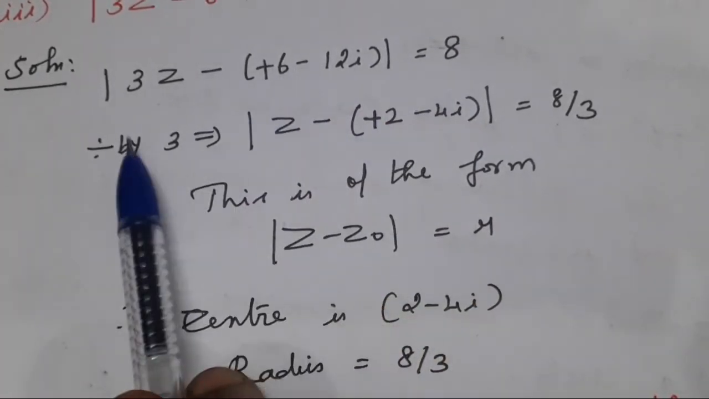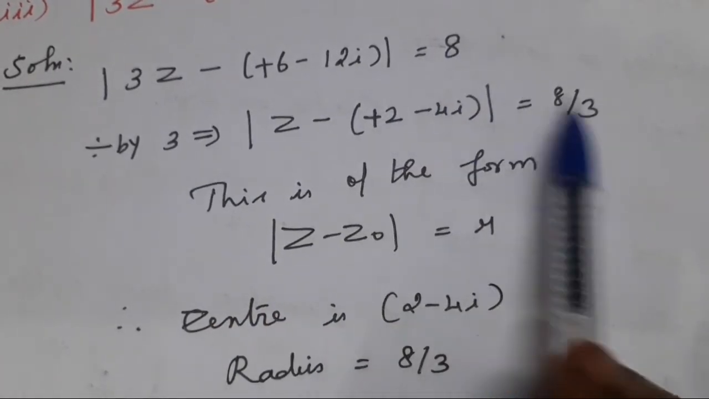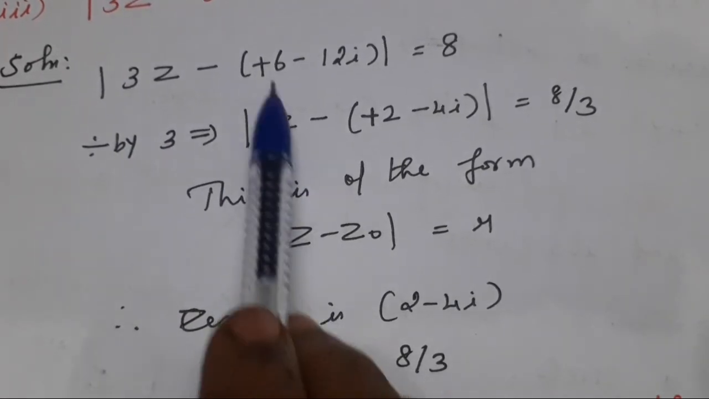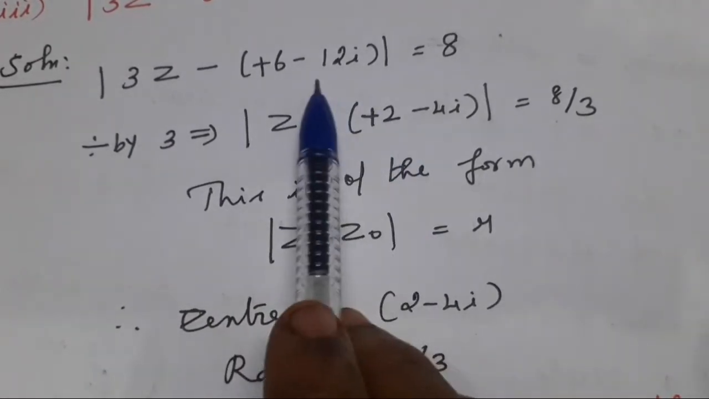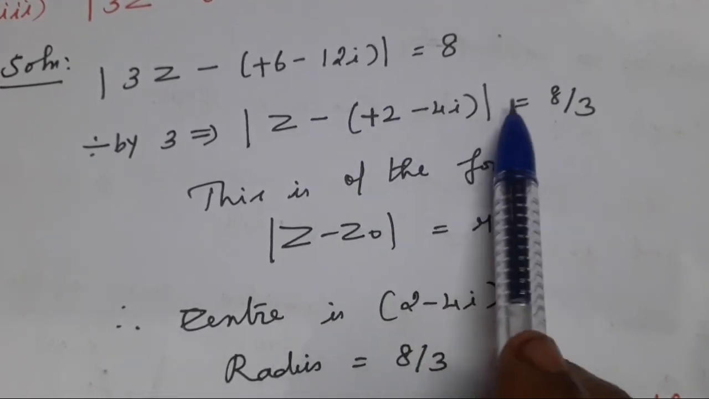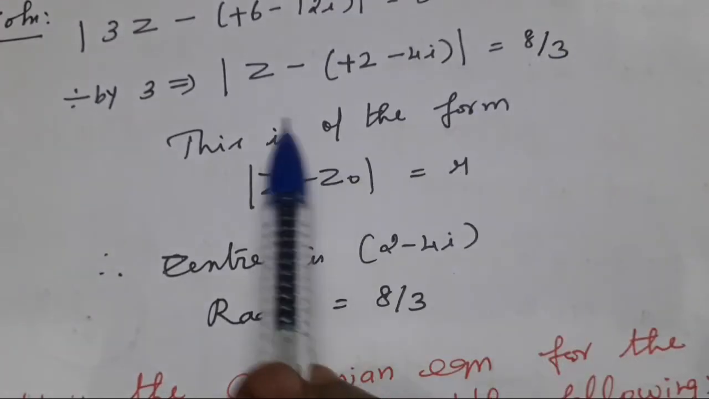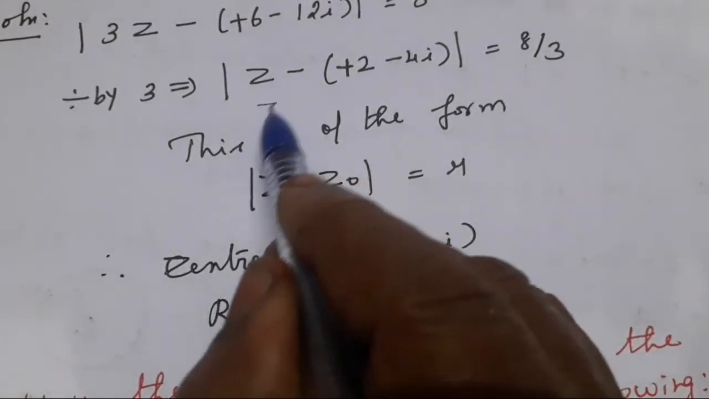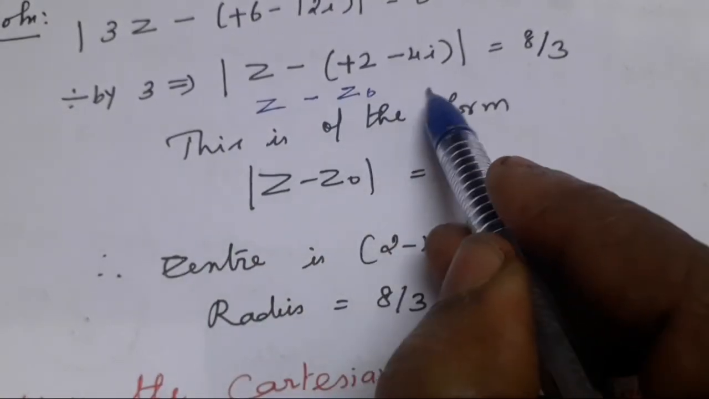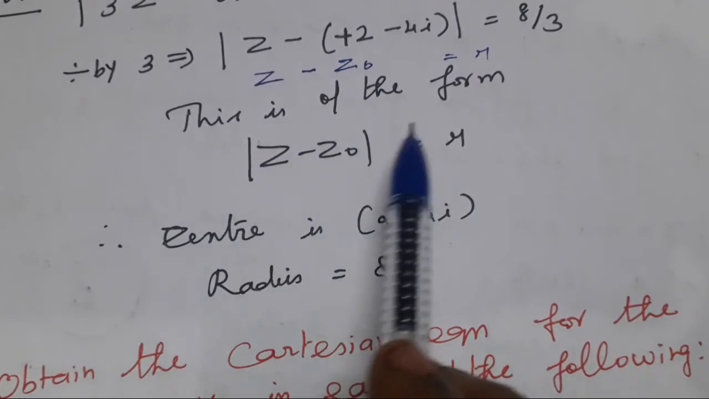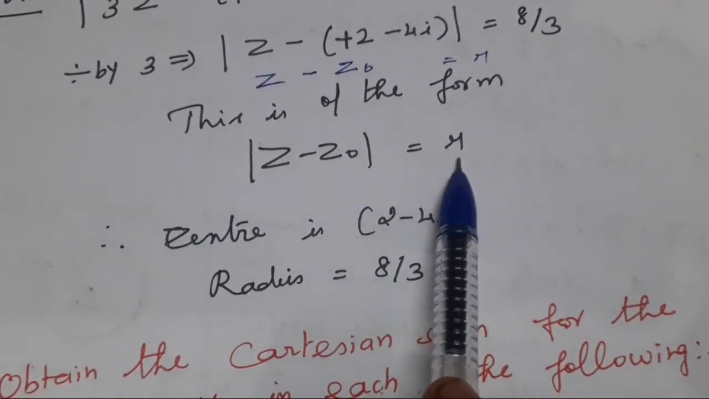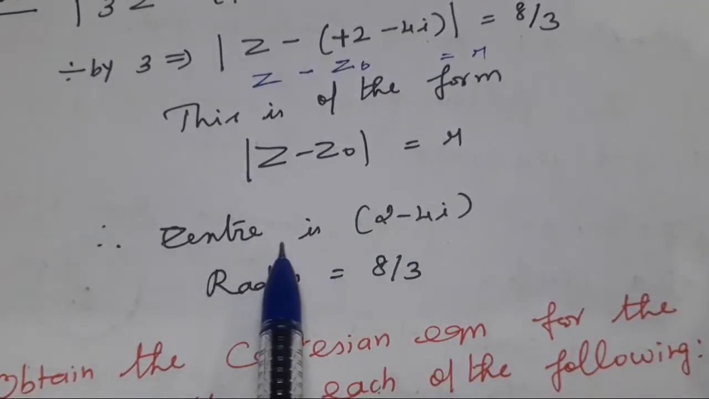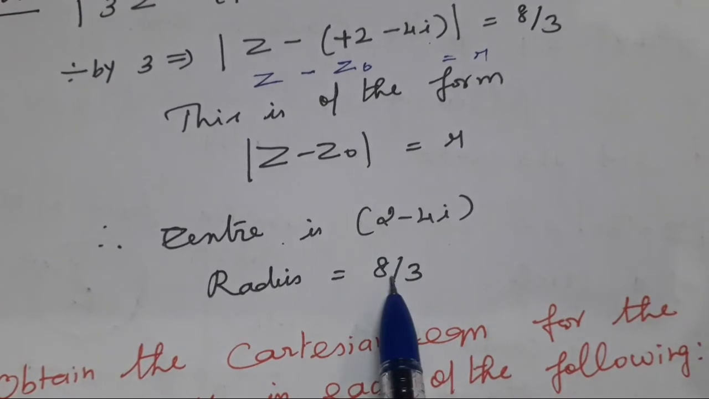Divide both sides by 3, so both the right side as well as the left side. So the right side is divided to 8 by 3. Dividing by 3, 3z becomes z, 6 becomes 2, and 12 becomes 4i. Modulus value equals 8 by 3. See, this is of the form, listen carefully, z minus z naught, where the bracket is z naught, equals r, which is 8 by 3. What is our z naught? Z naught is 2 minus 4i. That 2 minus 4i is the center of the circle. 8 by 3 is the radius of the circle. Very simple sum.